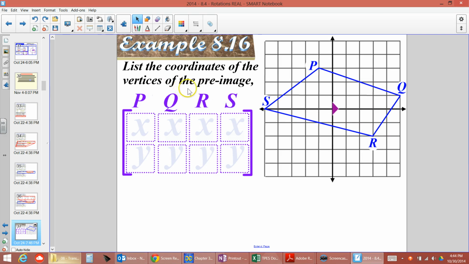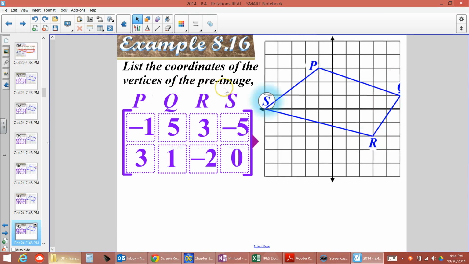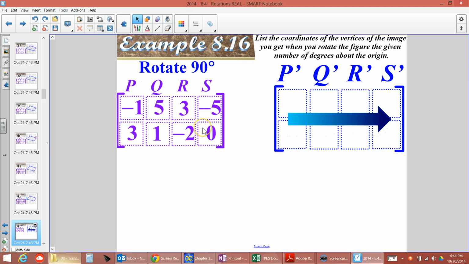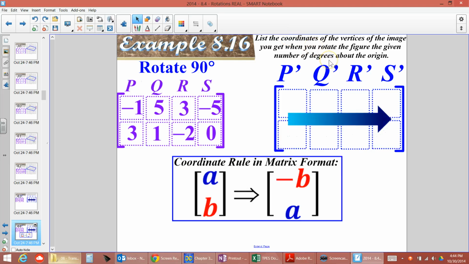List the coordinates of vertices of the preimage. P, Q, R, S. Okay, so sorry, I went really fast on that. You plot your points, write down your vertices with the coordinates here. Now, to get this to rotate, when you're given a certain number of degrees on the origin, okay? So if I tell you 90 degrees, you use the 90-degree rule. Top row becomes bottom row.